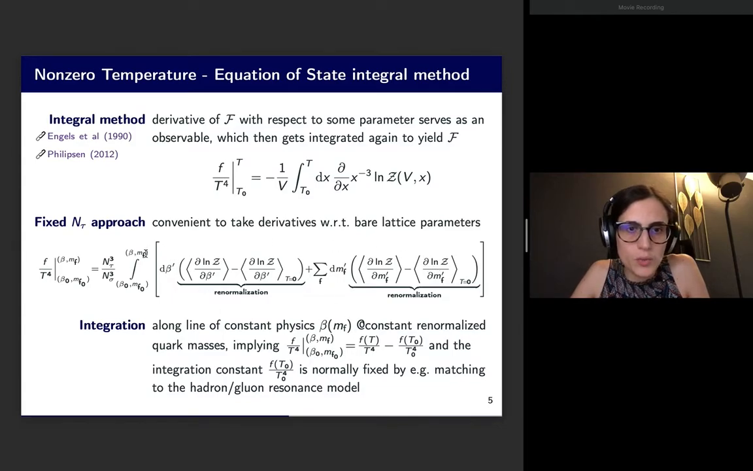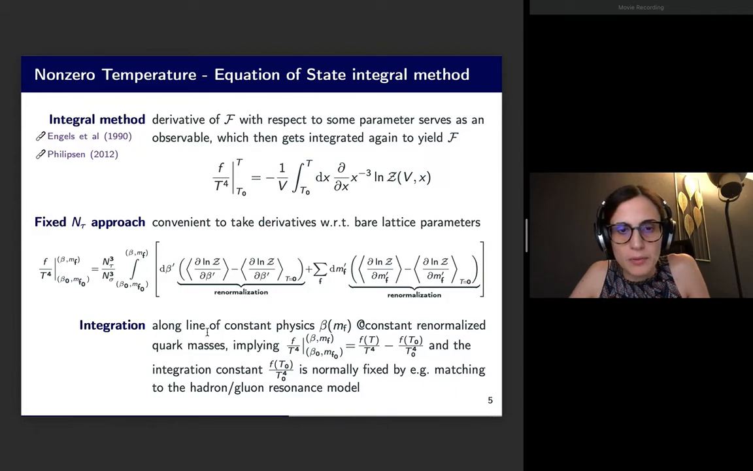Okay, and then the next thing you want to do is perform the integration. And for the integration, you want to stay on a line of constant physics, which is basically the function beta as a function of mf that ensures that the renormalized quark masses are constant throughout your investigation. And then at that point, you are done.